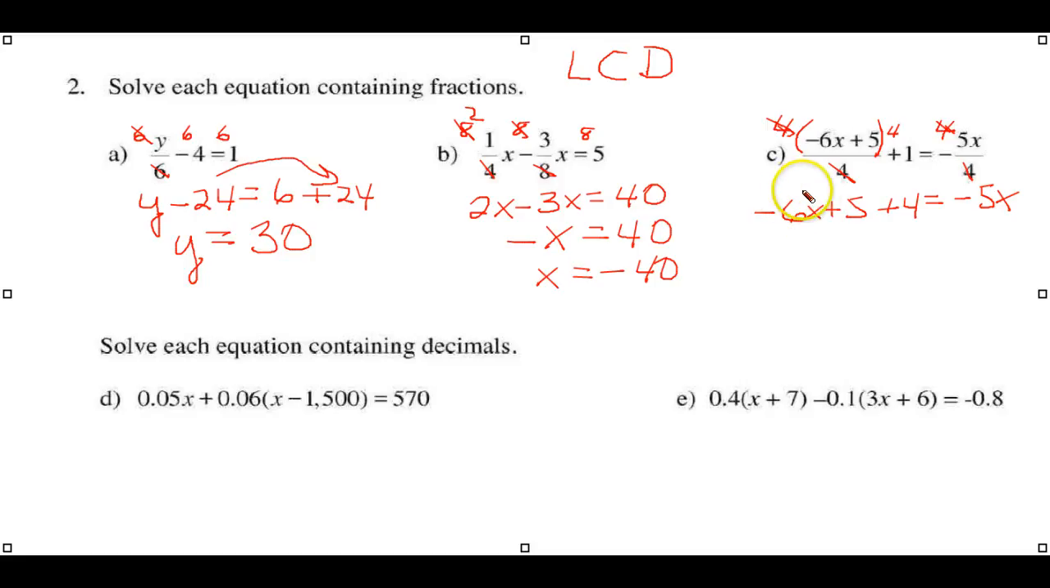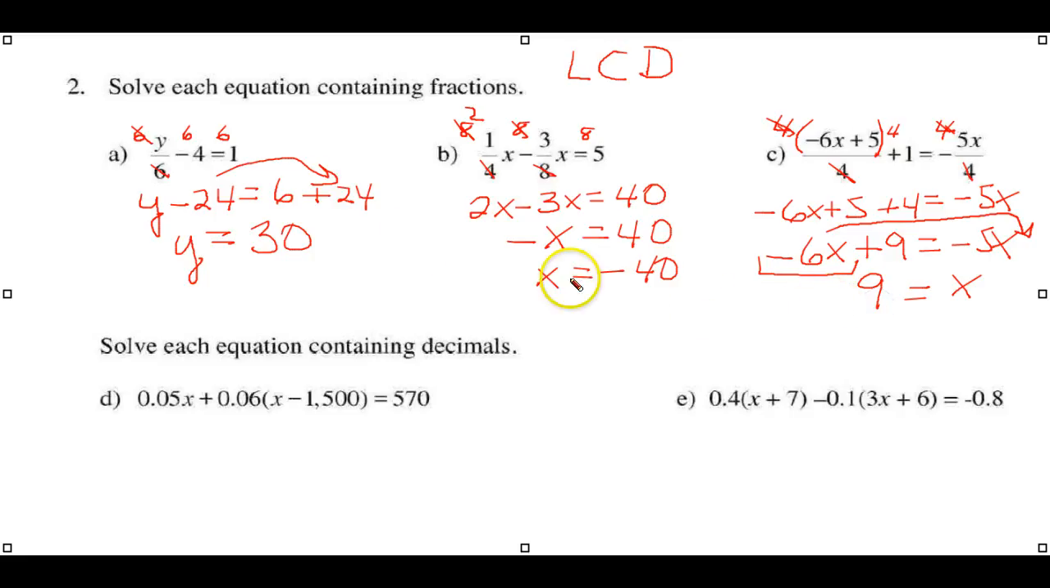Now again, we want to have our x positive, but we have to group like terms first. So this is negative 6x plus 9 equals a negative 5x. So we want positive values, so we're going to move this over to the other side, where it becomes a positive 6x, which just leaves us with x equals 9. And these match up and check.